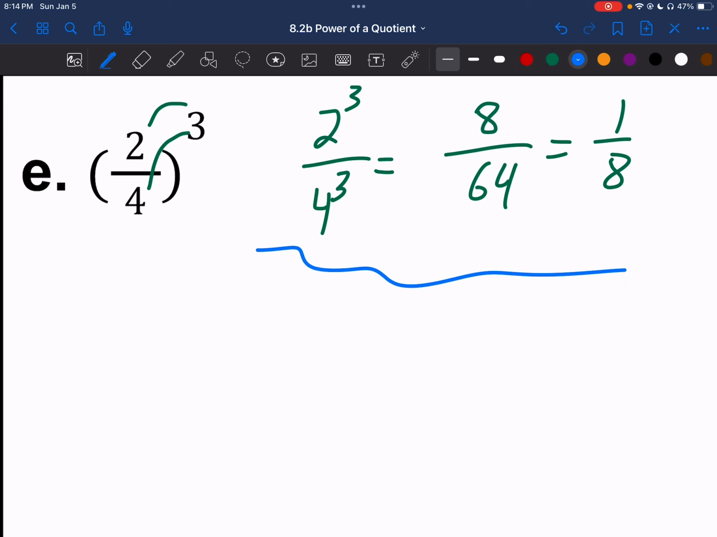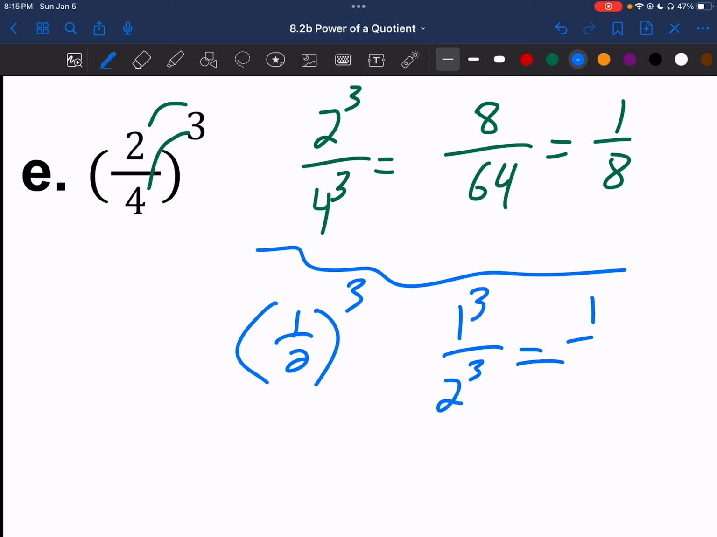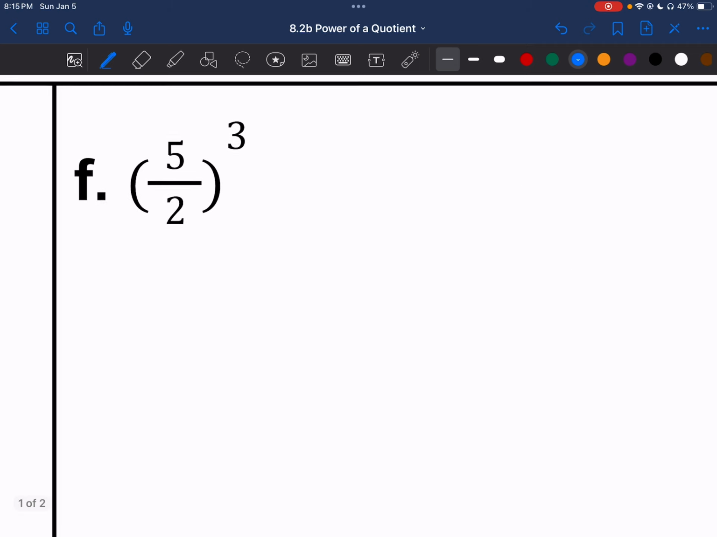So your alternate reality is if you simplify inside the parentheses, right, and then you distribute, you have 1 to the third power over 2 to the third power, which gives you 1 over 8. Either way, you're going to get to the same point. It's just a little easier sometimes to do that division first and work with smaller values and things that maybe you're more familiar with.